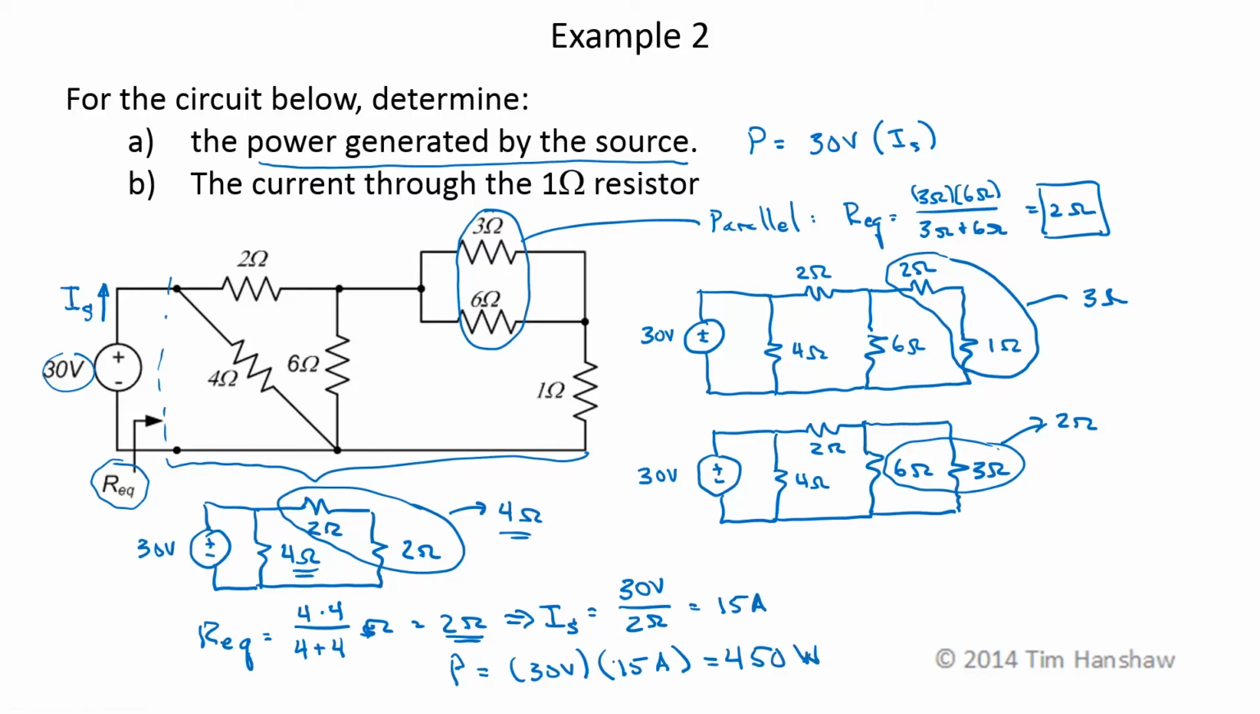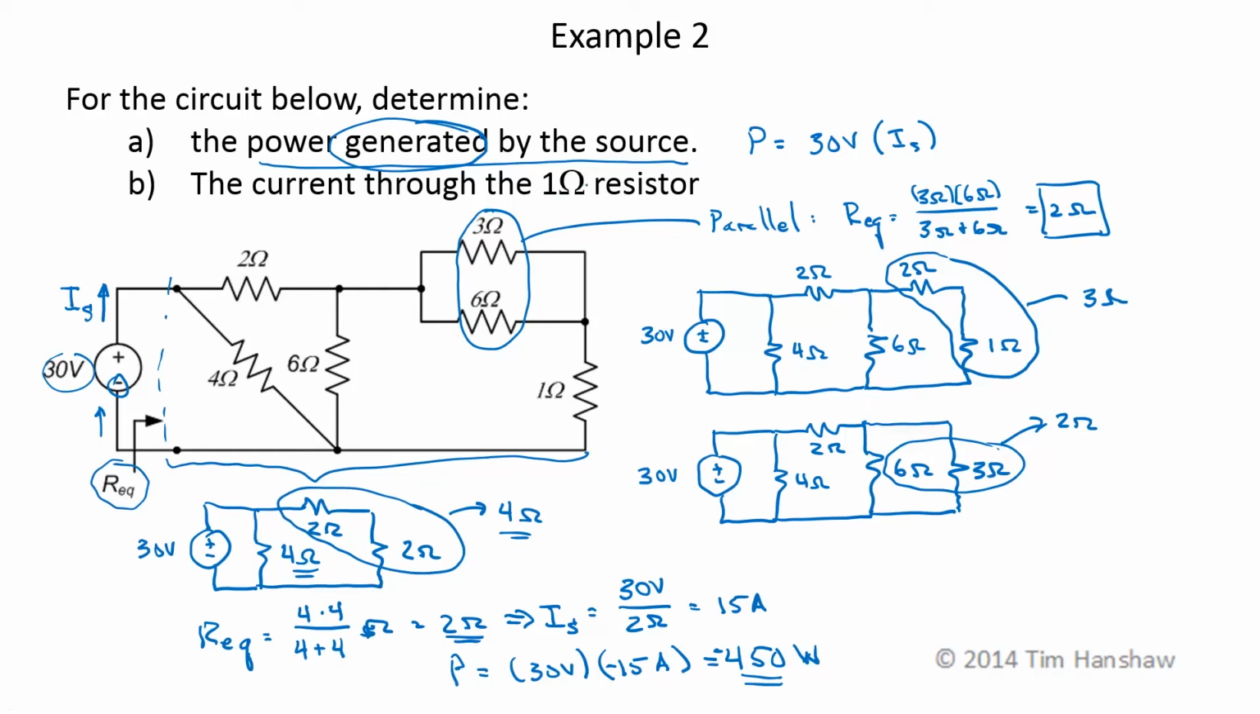Now legitimately, one of these should have a minus sign in front of it since current is entering the negative voltage terminal. So negative 450 would also be a good solution. It does ask for the power generated, so I think you could argue that you could give a positive number for that if you wanted to.